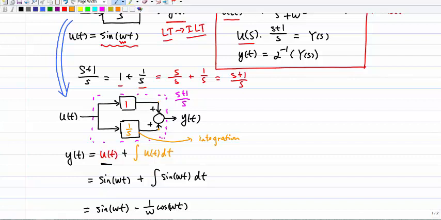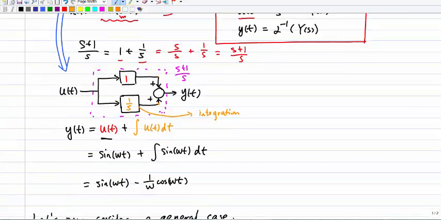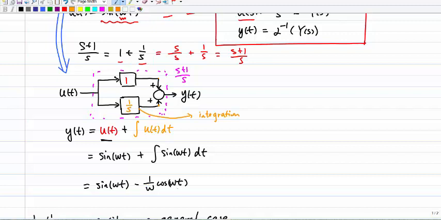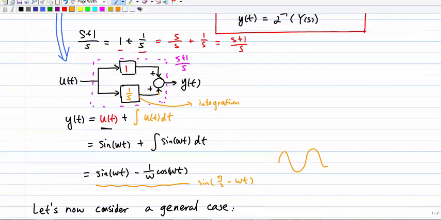The second branch right over here is just the integration of u(t), which is the integration of sin(wt) over dt. So this one will be just negative 1 over w cos(wt). As you can see here, this is still a sinusoidal, or periodic, function, because you can write this cosine as sine of pi over 2 minus wt, which is the same as cos(wt). So you still have a sinusoidal function of this form. That's why the result is typically still a sinusoidal function.